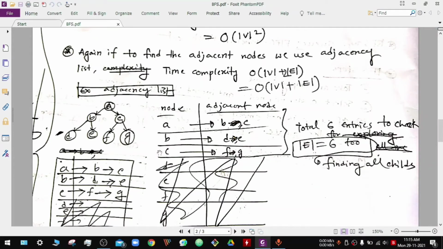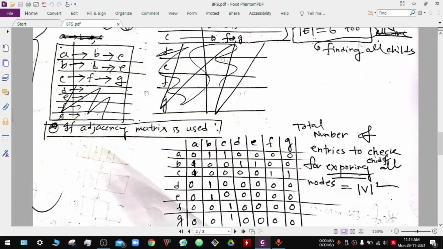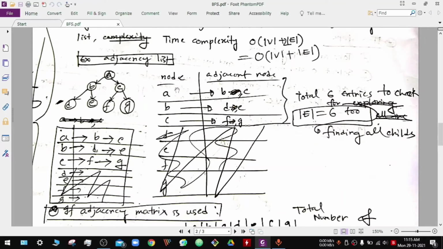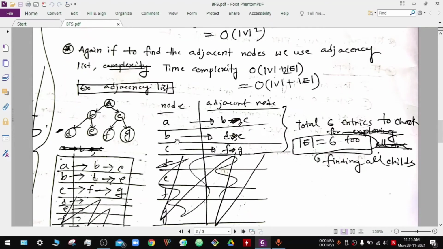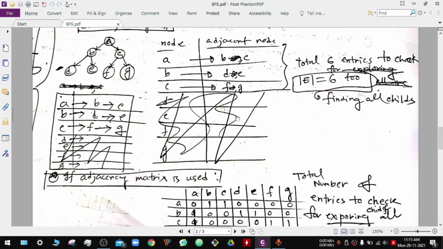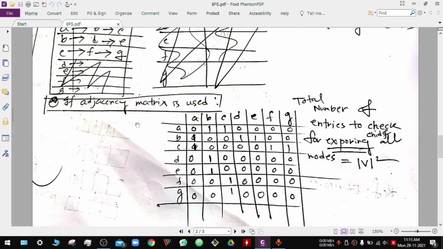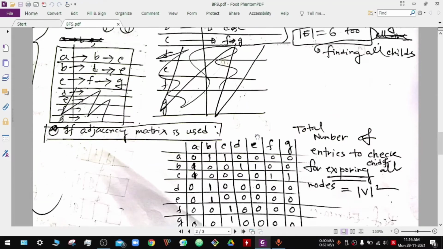We can use two types of data structure to store the information about the edges in a graph. We can either use the adjacency list, or we can use the adjacency matrix. If we use the adjacency list, we have to store fewer entries compared to the adjacency matrix. In the adjacency matrix, if there are V vertices, we have to keep V squared entries, which will take more time to check.